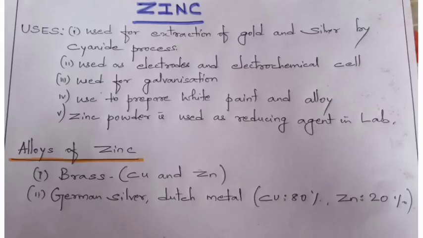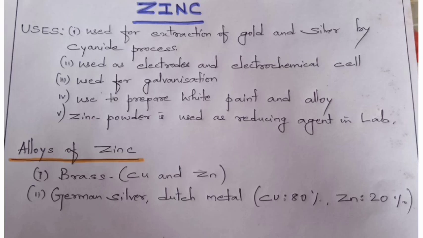Now let us discuss the uses of zinc. Zinc is used for the extraction of gold and silver by the cyanide process. It is used as an electrode in batteries and electrochemical cells. It is also used for galvanization. It is used to prepare white paints and to prepare several alloys. Zinc powder is used as a reducing agent in the laboratory.